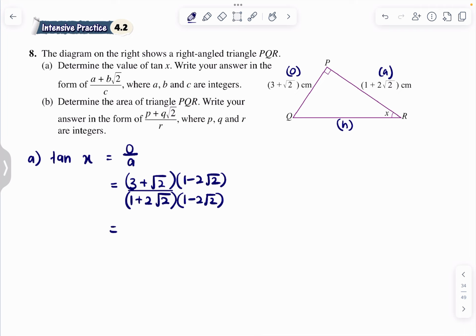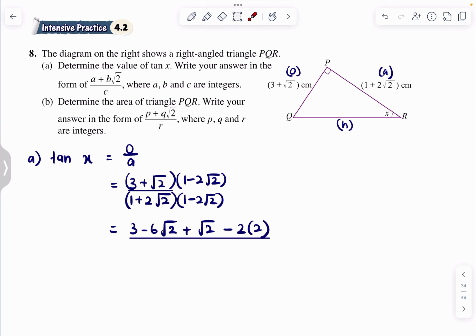Right, let's expand. So this times this is 3. This times this will be negative 6√2. This times this will be √2. Then negative 2. And then √2 times √2 is just 2. Negative 2 times 1 is negative 2. And then the √2 times √2 will give us 2.